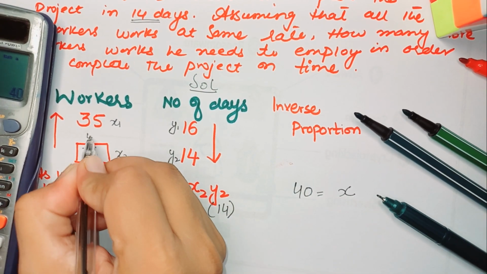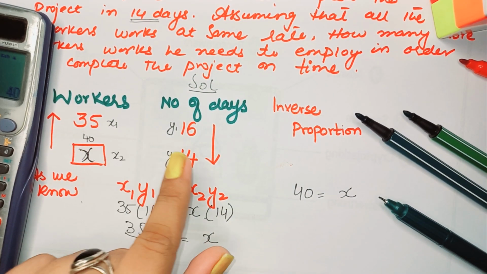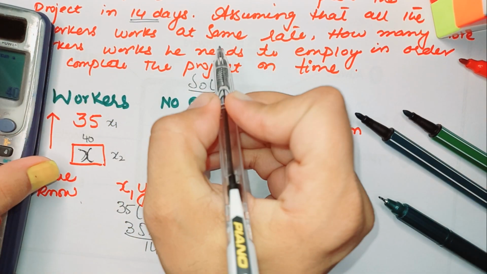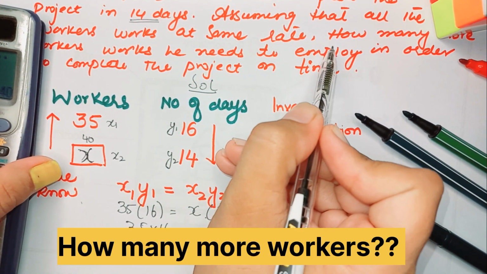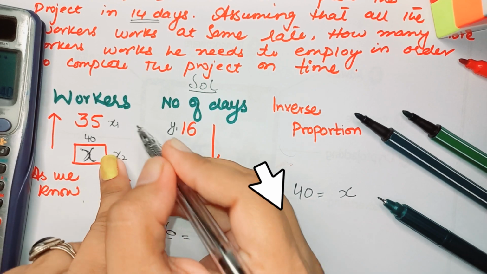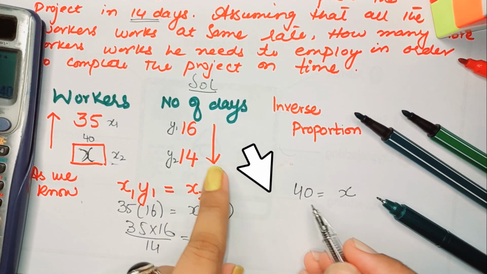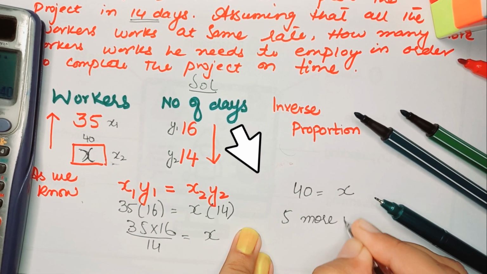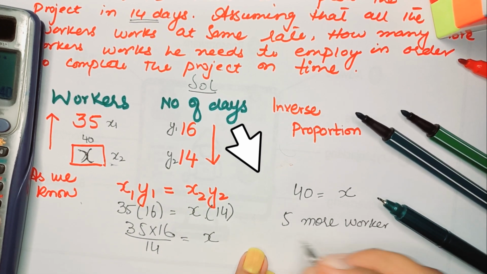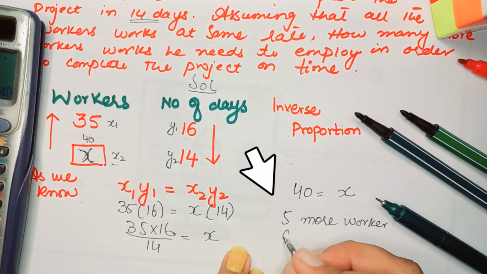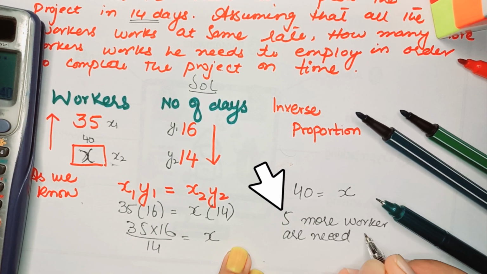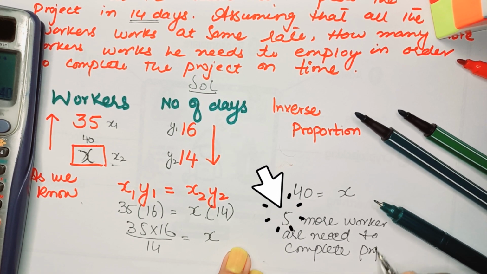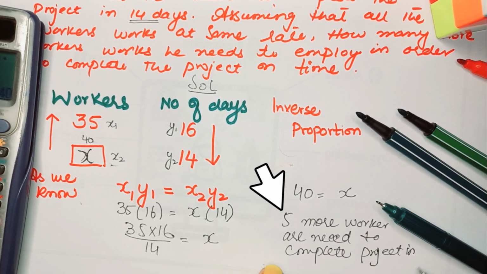Now 40 workers are needed to complete the task in 14 days. Now look at your question, what they are asking for. They are asking for how many more workers. So earlier we had 35 workers and now we need 40 workers. So how many more workers? 5 more workers are needed. So this is our solution. This is our answer. 5 more workers are needed to complete the project in 14 days.